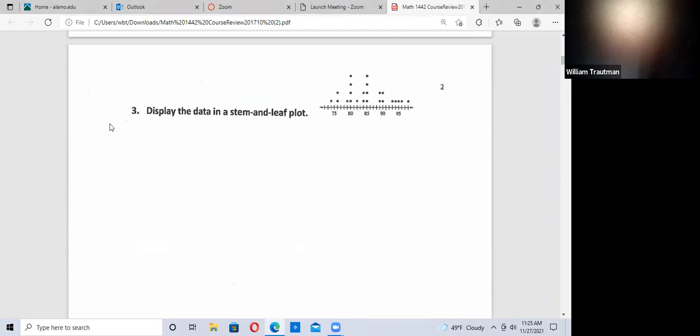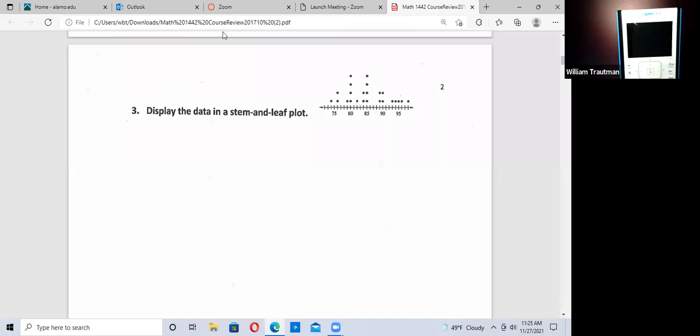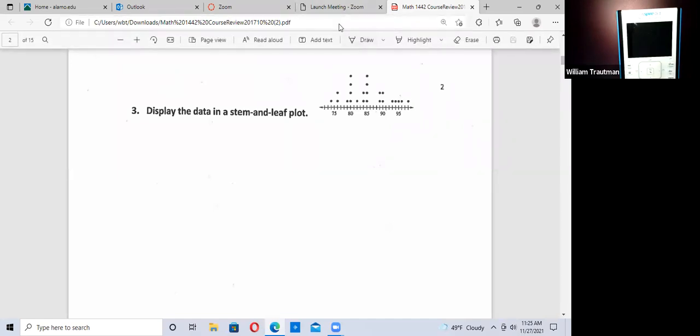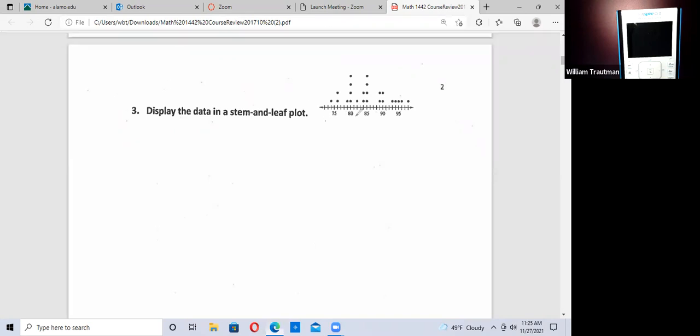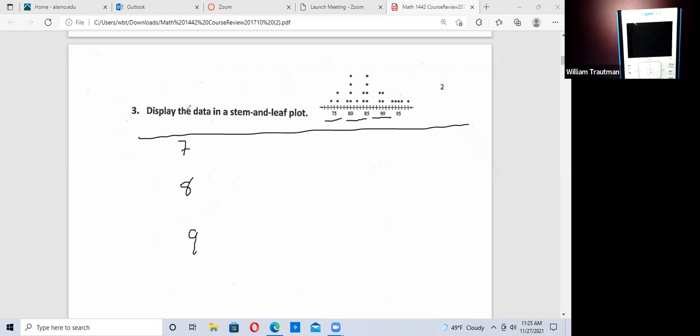Question 3, display this as a stem leaf plot. All right, well, you can see I have data in the 70s, 80s, and 90s. These are our stems, the higher digit, and then our leaves are our lower ones.